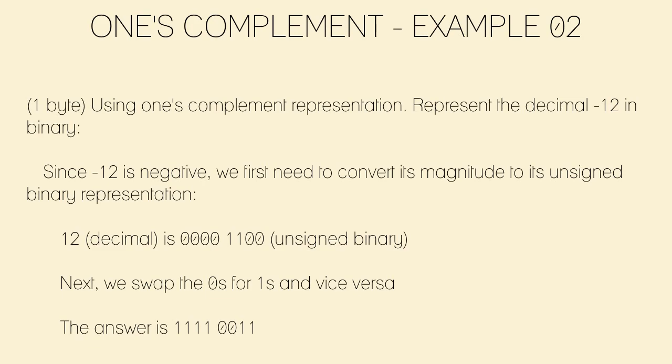Remember, 1 byte has 8 bits, so we have 8 places to fill. Converting the decimal number 12 into binary gives us 00001100, which is the binary representation of 12 in unsigned format. Now comes the unique step for negative numbers in 1's complement. We need to invert or flip all the bits. Every 0 becomes a 1, and every 1 becomes a 0.